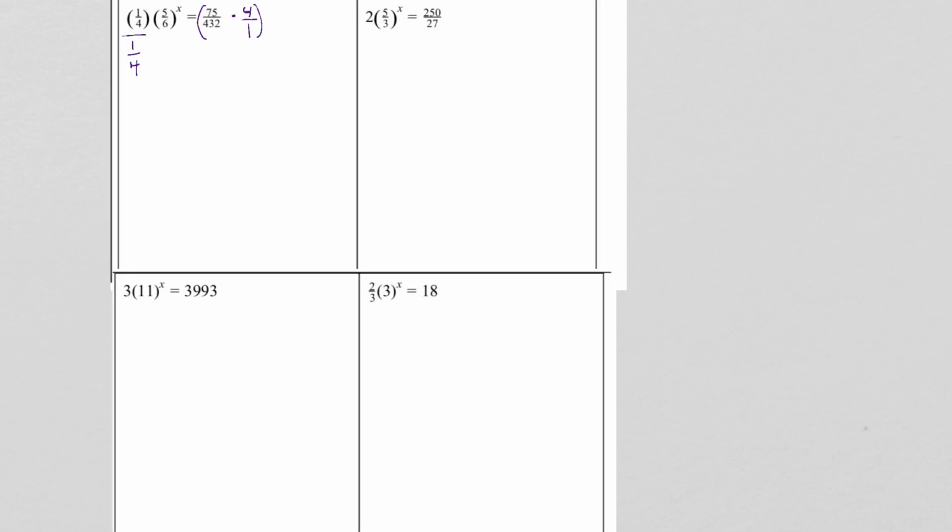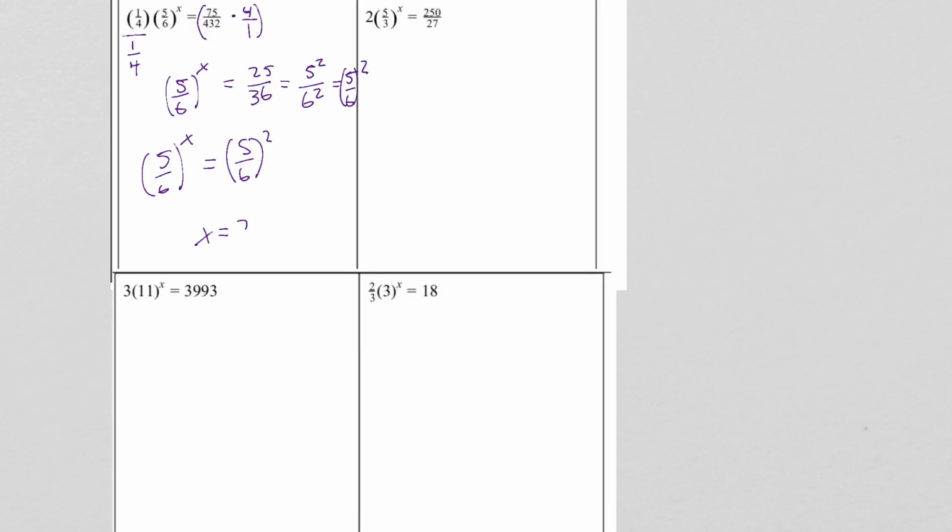So if this is multiplied by 1/4, I have to divide by 1/4. If I divide by 1/4, that's the same as multiplying by 4, but in any event, your calculator will do this. So you get 5/6 to the x is equal to, this simplifies to 25 over 36. And 25 over 36 is really 5 squared over 6 squared, which is really 5/6 squared. So 5/6 to the x is equal to 5/6 squared, which makes x equal to 2.